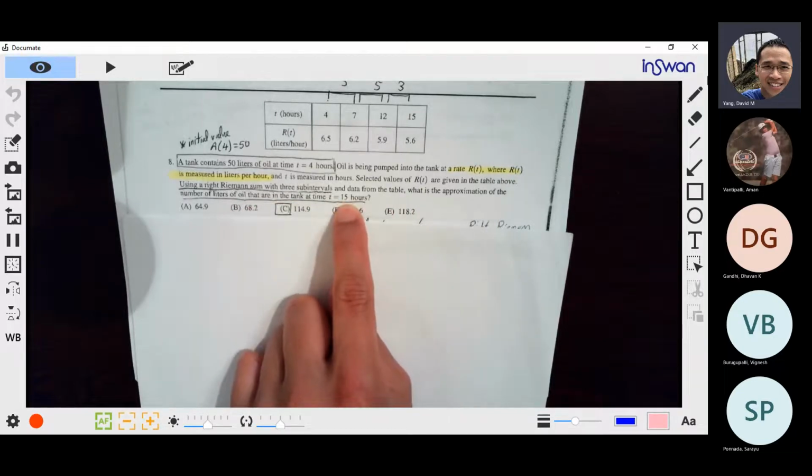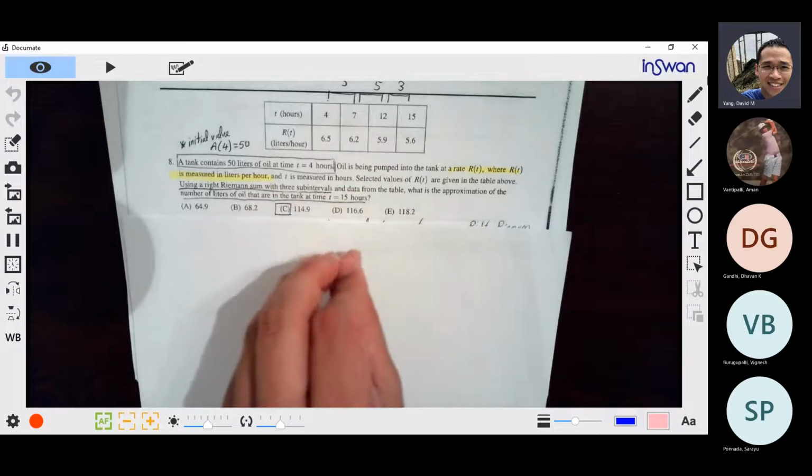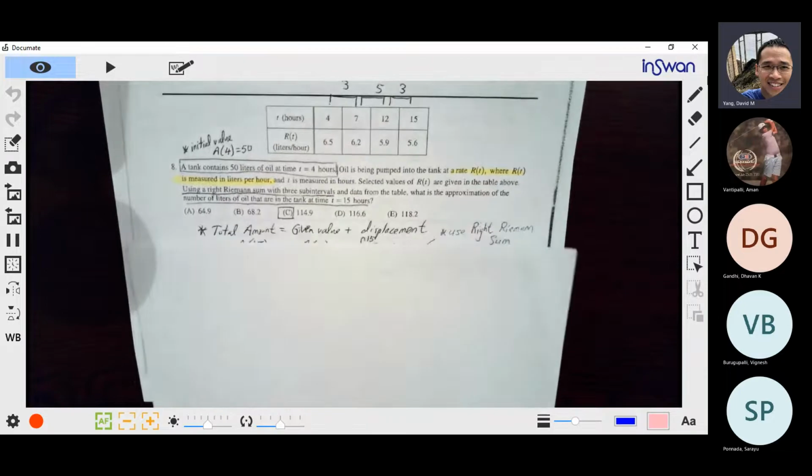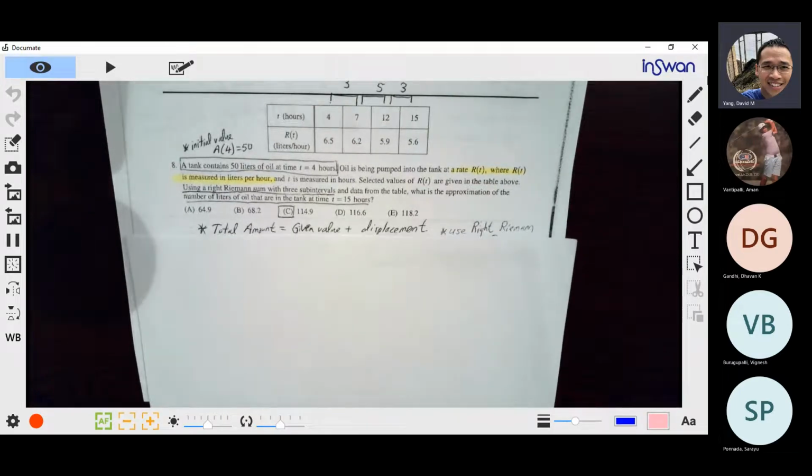Okay, so anytime I see this problem where there's an initial value and displacement, I like to go through this formula where my total amount is equal to the given value plus displacement. So what did I start with, and how much progress did I make between the beginning time and ending time?